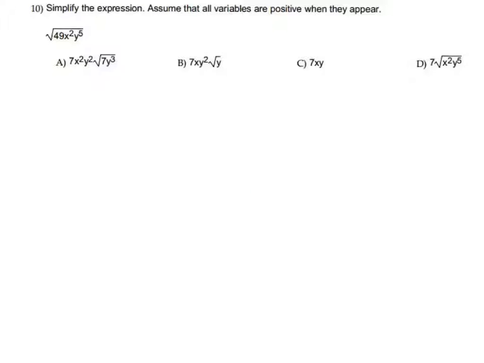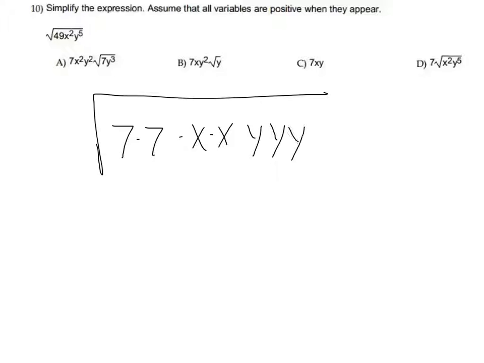Simplify the expression. Now there's nothing too large as far as powers. 49 is 7 times 7. x squared is x times x. y to the fifth: 1, 2, 3, 4, 5.